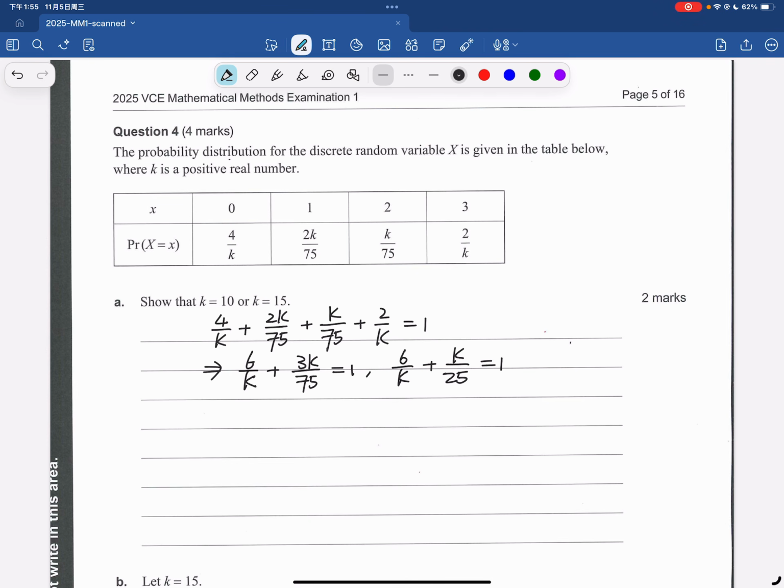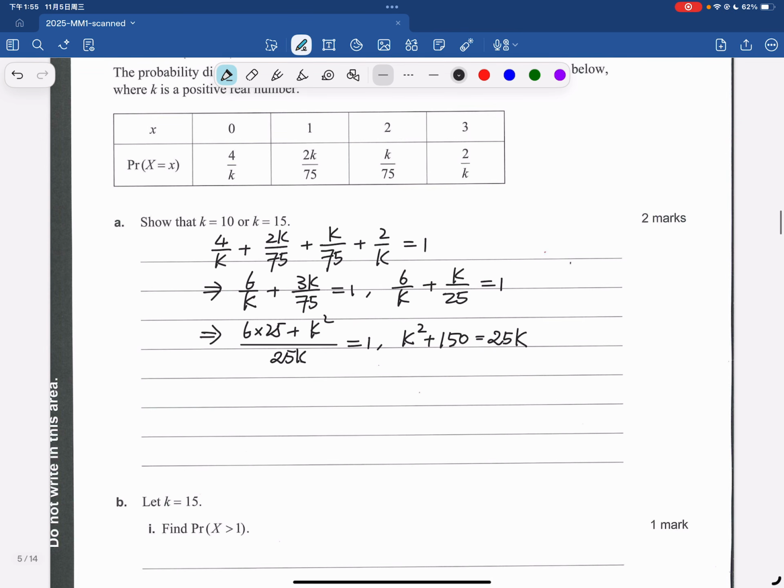And you can combine the two fractions, like (6 times 25 plus k squared) divided by 25k equals 1. Therefore, you get k squared plus 150 equals 25k. Eventually, you'll be able to get k squared minus 25k plus 150 equals 0. So the first factor is k minus 10, the other is k minus 15, as a factorized form. And then you'll get k equals 10 or 15.